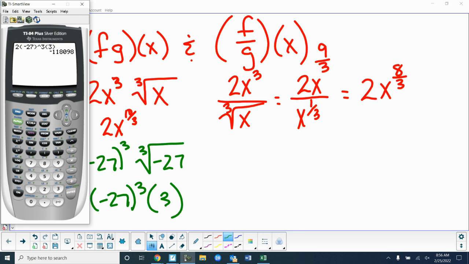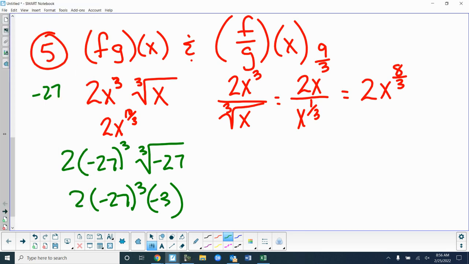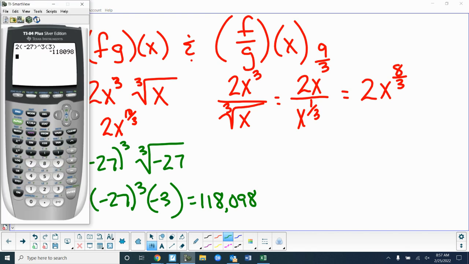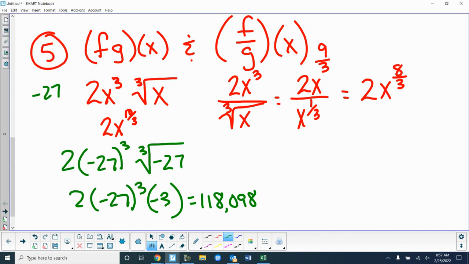Oh, I put the wrong. What did we say this answer was? I didn't write it right. I made another mistake. That should have been negative 3. So that changes it to positive 118,098. Is that what I said? Yeah. Okay. So I forgot to put the negative 3 there.